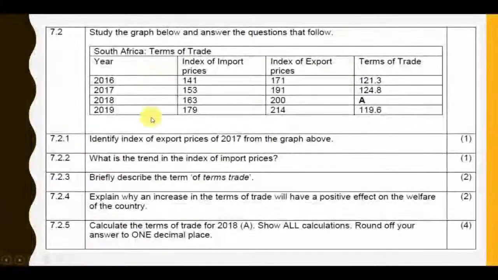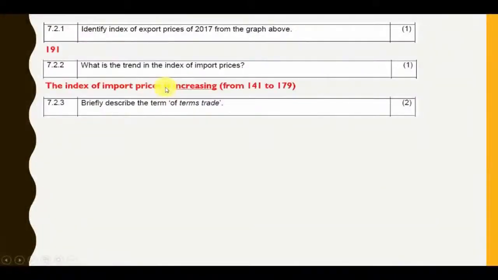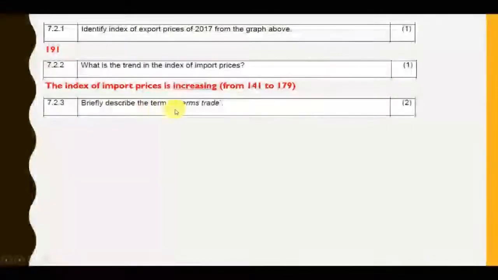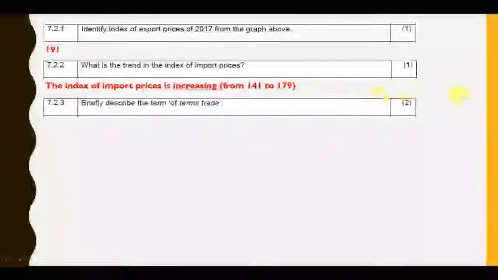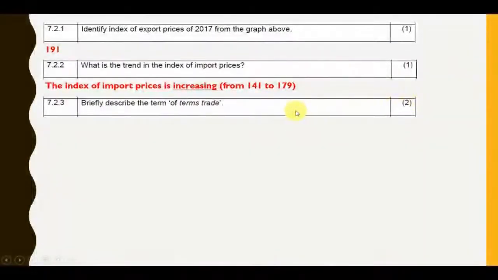Okay, that's what they're looking for when they ask you for the trend. So I think it's quite easy to see that the index of import prices is increasing. We started off at 141 in 2016 and we went up to 179 in 2019.